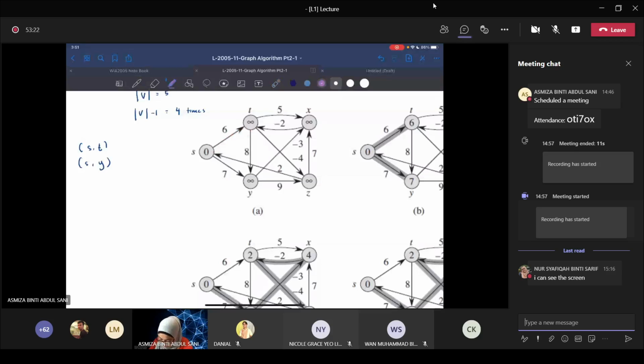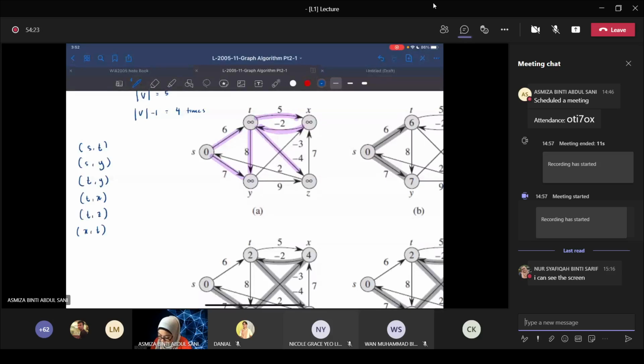Just to make sure that we have all the edges in: we have ST, SY. Next, we look at T. T can go to Y, TY, and T can go to X, TX, and T can also go to Z, TZ. Any more edges? No. Then from X, X can go to T, XT. Any more edges? No, so X is done.